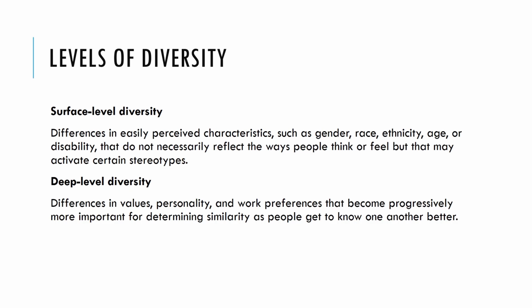Surface level diversity is the difference which is very much visible from the surface. That is why we call it surface level diversity. As you can see, the differences in gender, race, ethnicity, age, disability. So things which are very clear to differentiate from a very initial instance would come under surface level diversity. But deep level diversity is when you get more into the detail of the individual, you would be able to figure out whether these two individuals are different or they are alike.